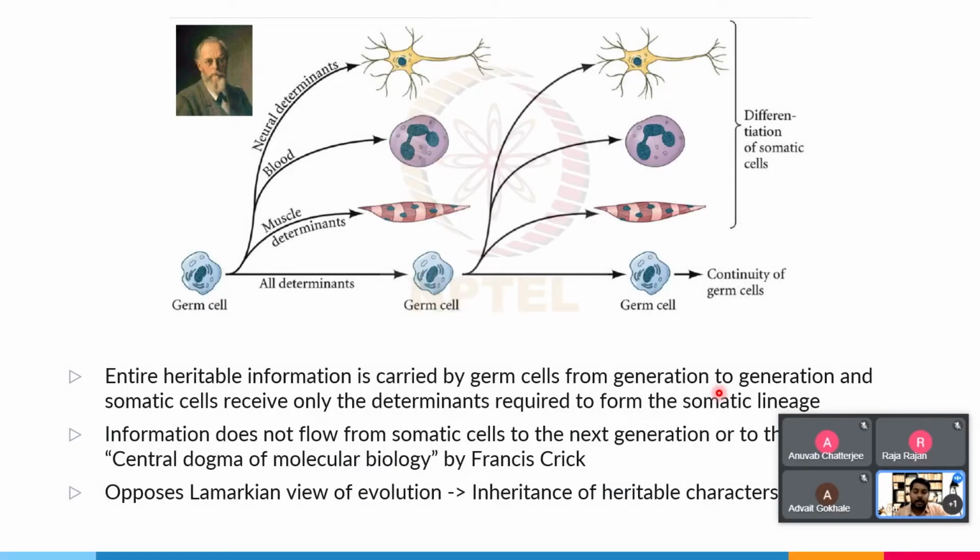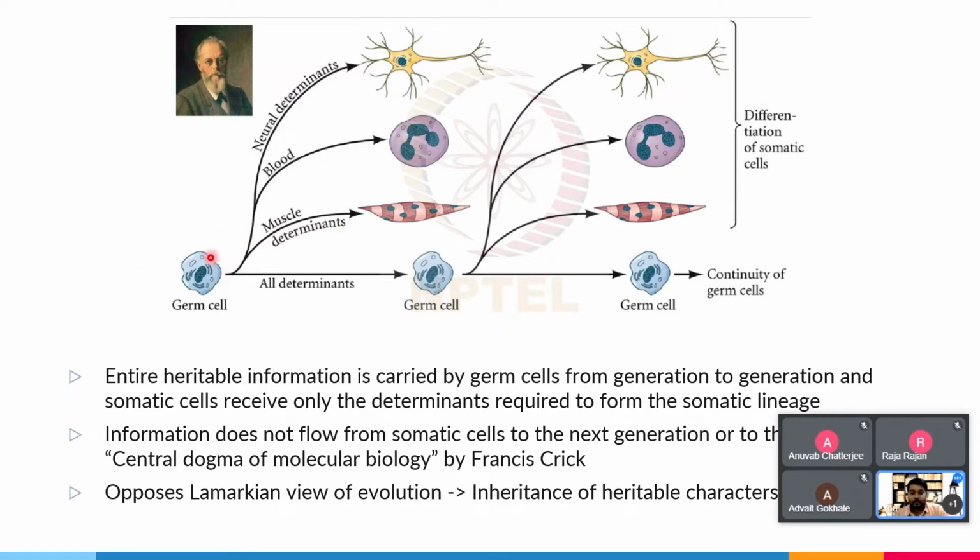So the germplasm theory was a very important development during the early 1900s, and its importance is celebrated only second to Darwin's theory of evolution. What the theory essentially tells us is that the entire heritable information that is carried in a particular generation is carried by the germ cells to the next generation. And each somatic cell only receives particular determinants required to form the specific somatic lineage.